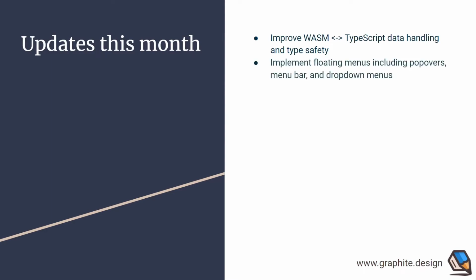So next up, what we worked on this past month for Sprint 4 is implementing the floating menus, including popovers, the menu bar, and drop-down menus.